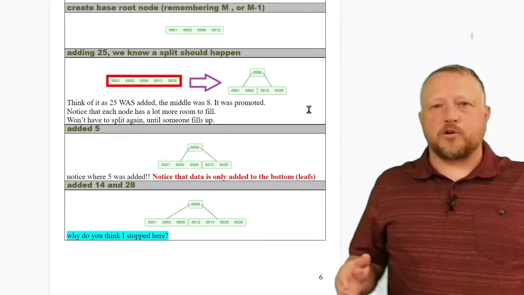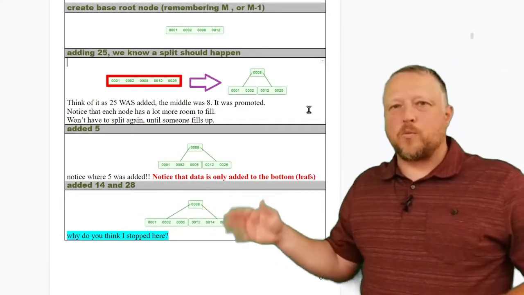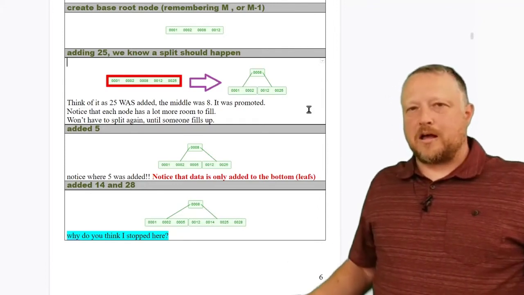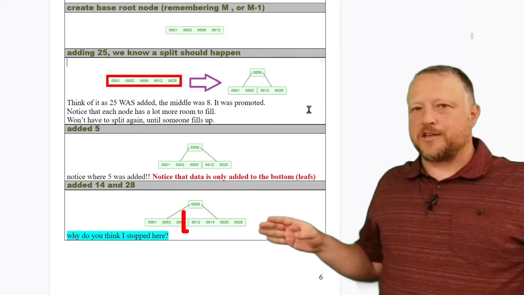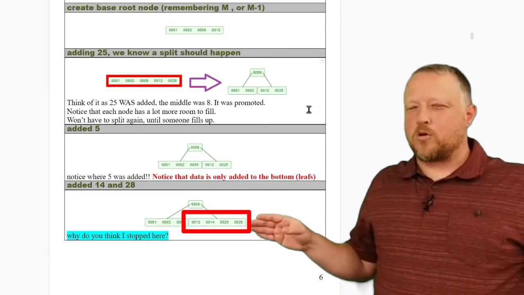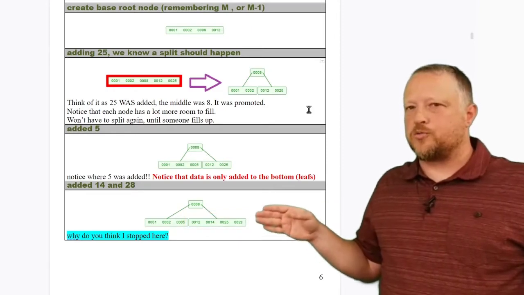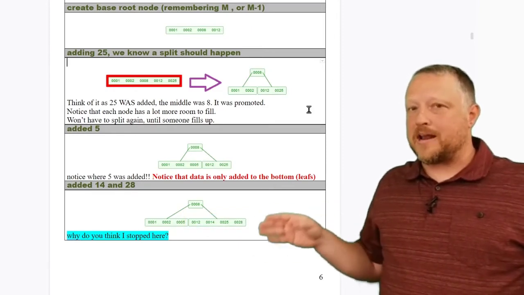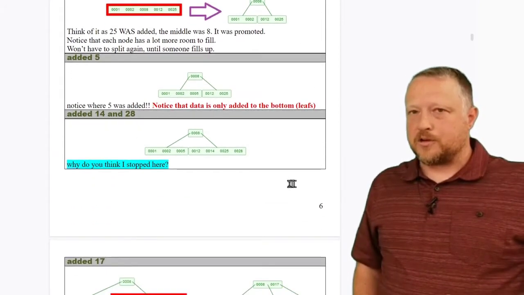So 2 more numbers that I added were 14 and 28. And notice, well, they went in pretty easily. Now, I stopped here for a reason. And the reason is because we're at 4 here. We know that, if we add 1 more to this side, we're going to end up having to break it up again. So what's going to happen here?